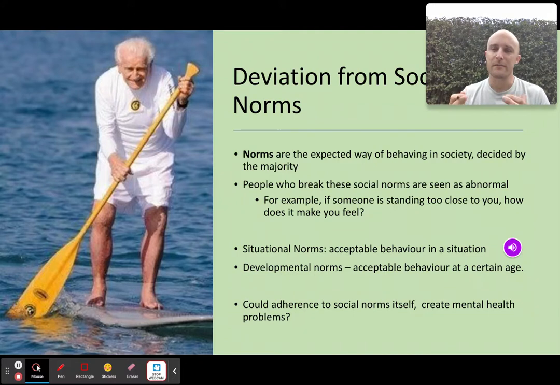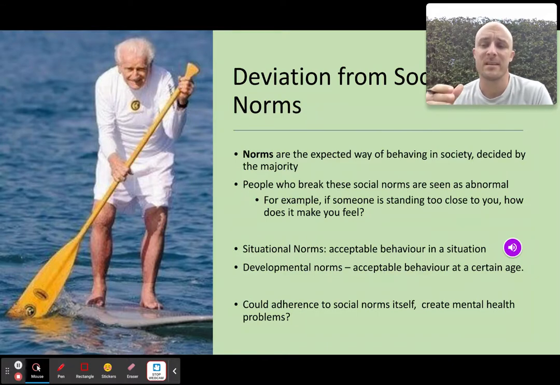So this definition takes into account cultural differences. It says that in Maori culture, it's weird to shake hands. But in Western culture, particularly British culture, by the way, I wouldn't say Western culture because the French do the whole two kisses on each cheek thing, which again is weird to us. But this can be split down a little bit further as well into situational and developmental norms.